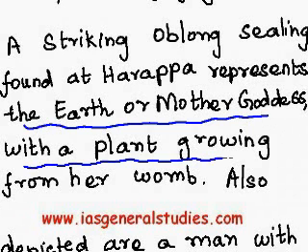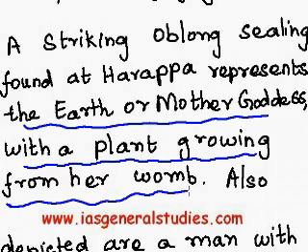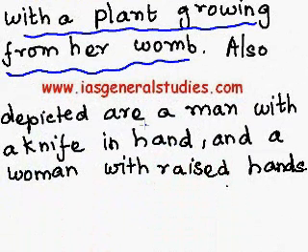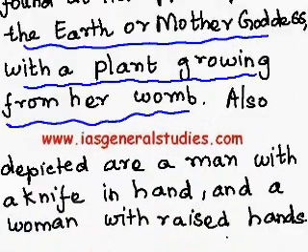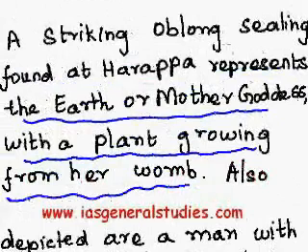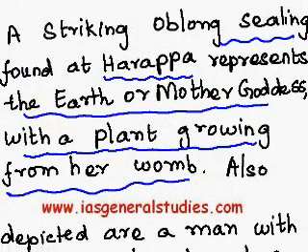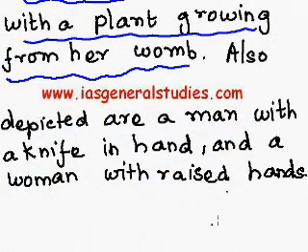A striking oblong sealing found at Harappa represents the earth or mother goddess with a plant growing from her womb. Also depicted are a man with a knife in hand and a woman with raised hands. So these are the things found from the seals at Harappa. Okay, so make a note of all these things.